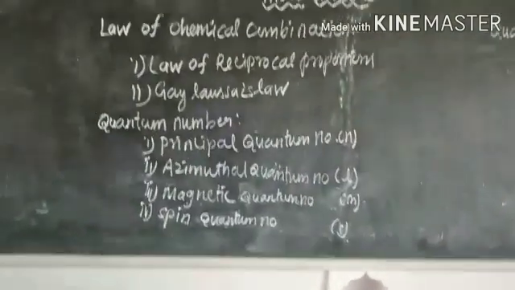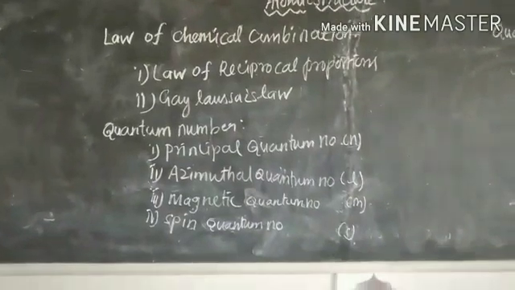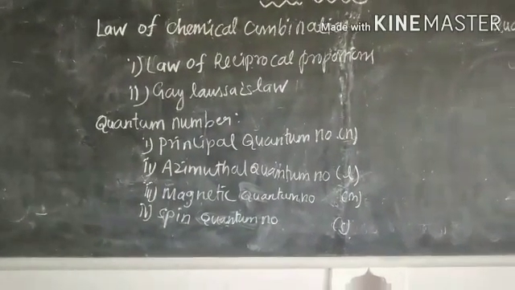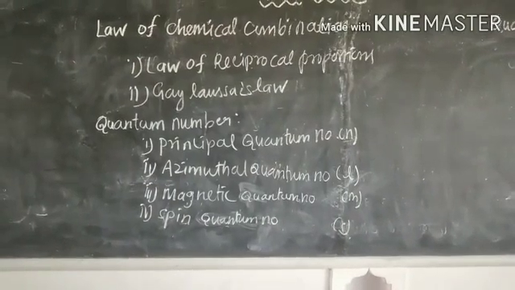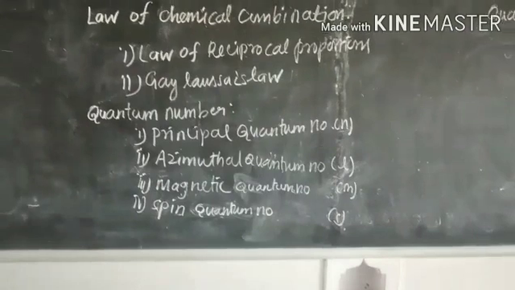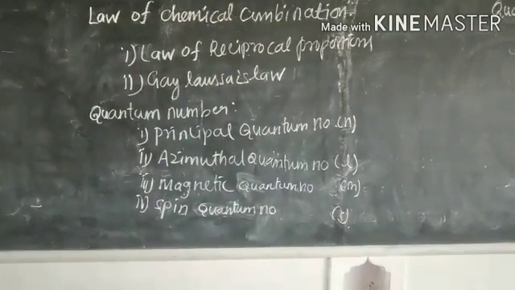Okay, then quantum number. A quantum number is nothing but a number which designates where the electrons are located, what orbital the electron is located in, its shape, and also the spin of the electrons.